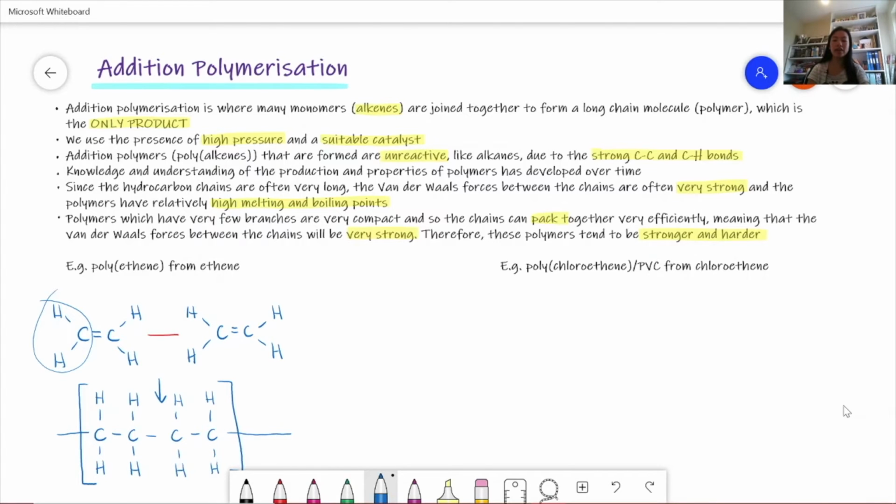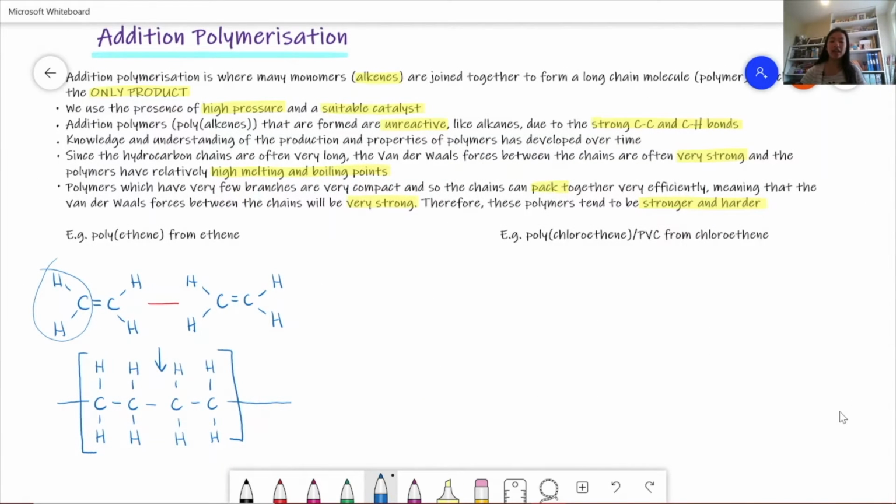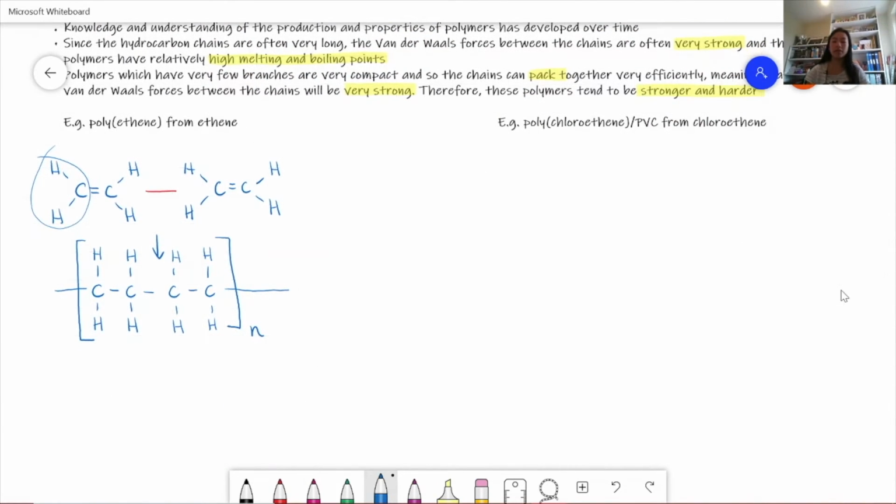And then what we do next is we have to add in a little n. And this just indicates that this repeats and repeats and repeats. So this is actually a really, really, really long chain, but we're only drawing 4 carbons worth. And so this is why we put the n. So that's what we've formed. We've formed polyethylene. And some uses is that we use them in carrier bags and also washing up bowls.